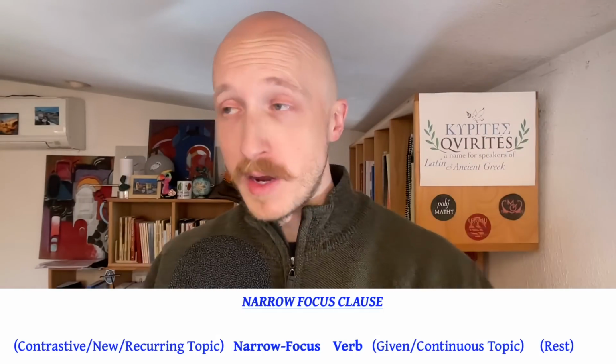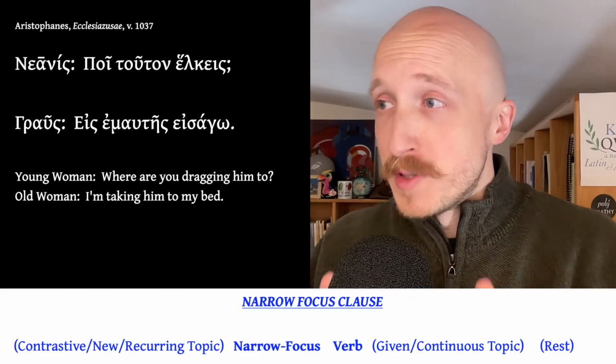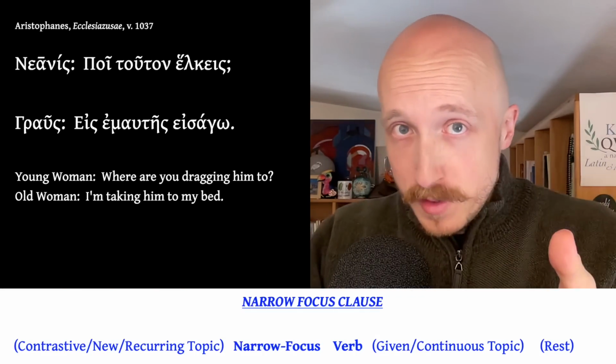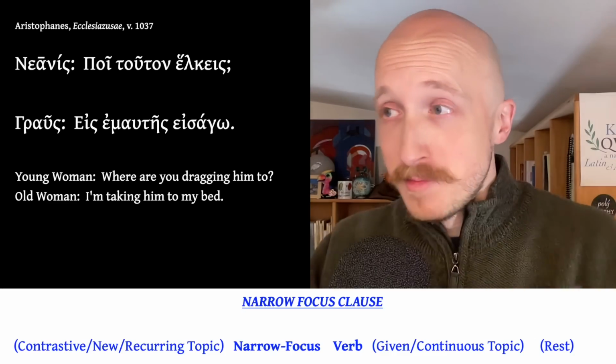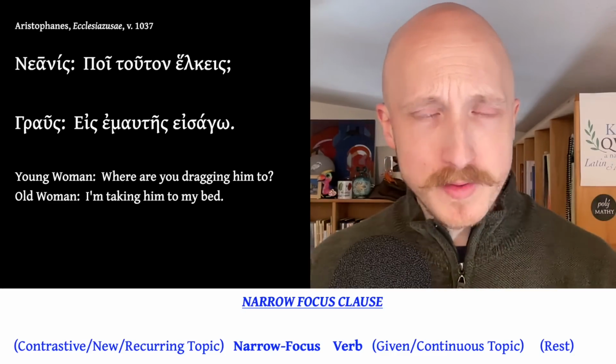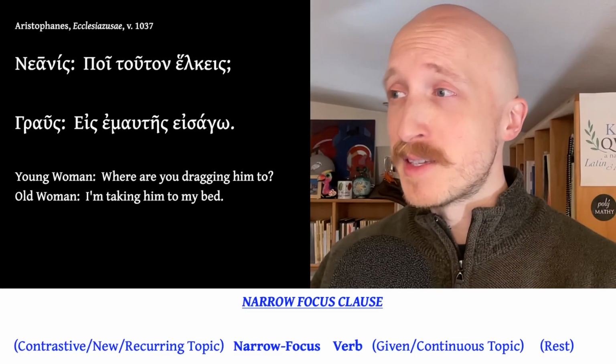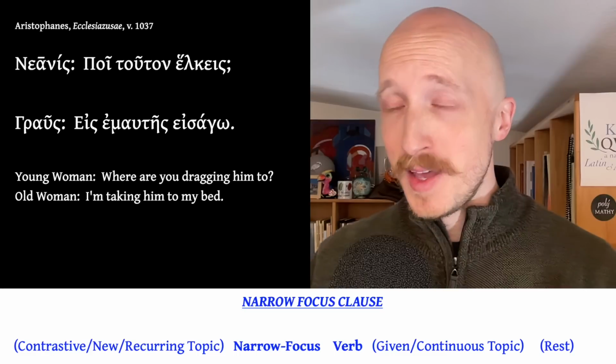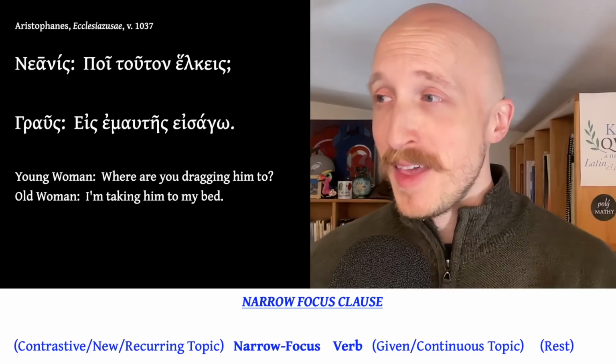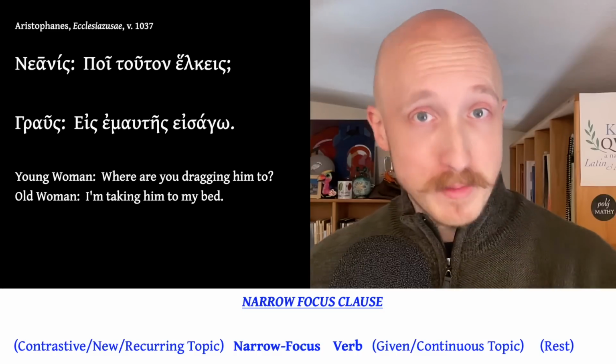Well, here's an example from Aristophanes. "Pui tu ton helkes." Whither this fellow you are dragging. Where are you dragging him off to? And that's the young woman. The old woman replies, "E samaute se sago." To my own, meaning my own bed, "e sago." I'm dragging him, I'm taking him.